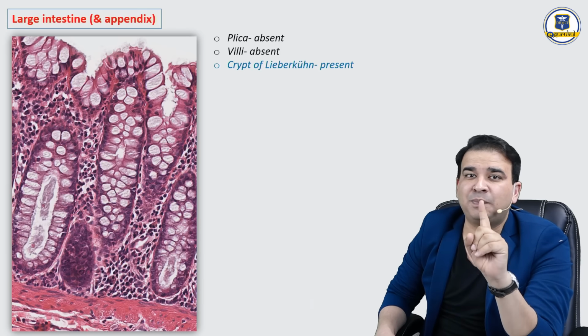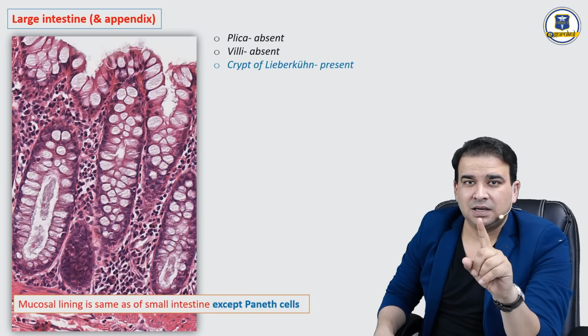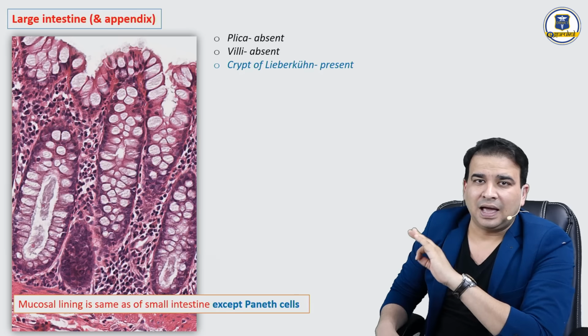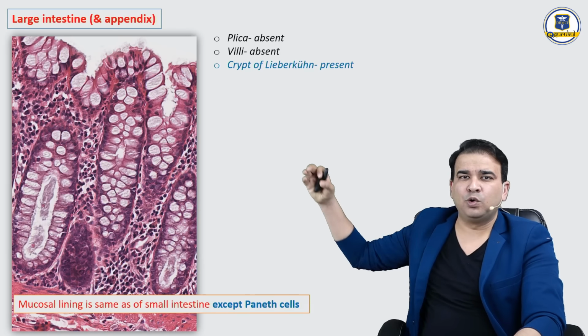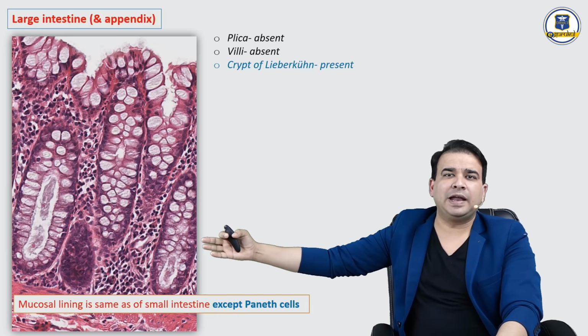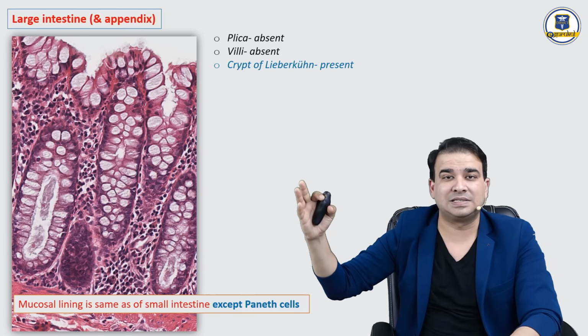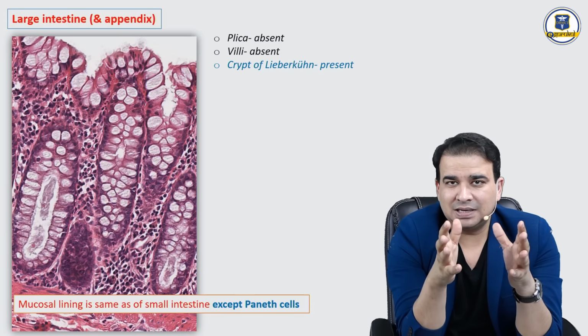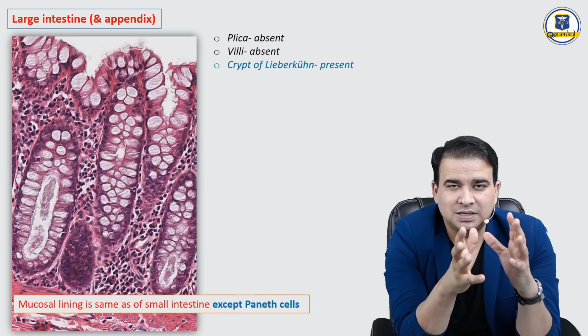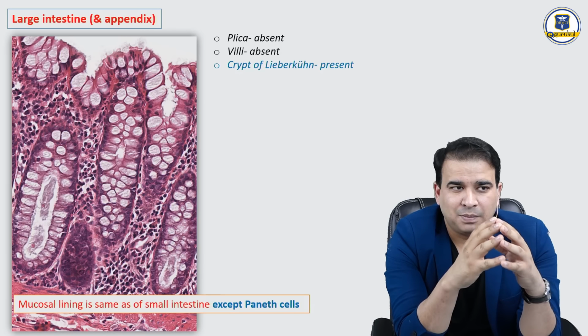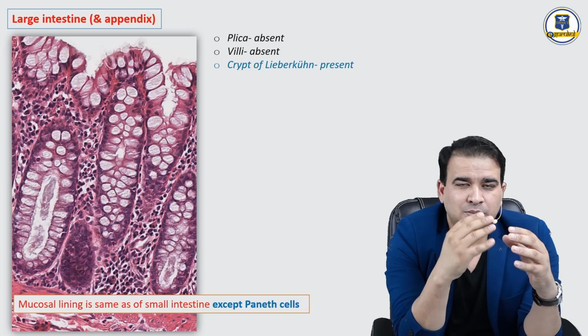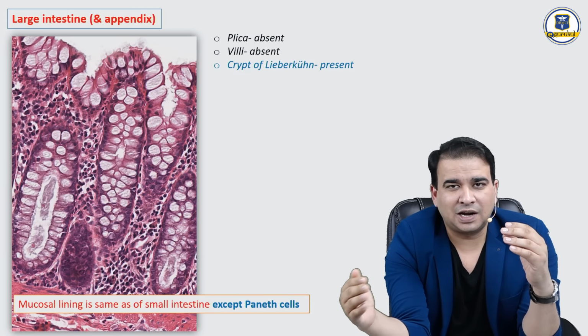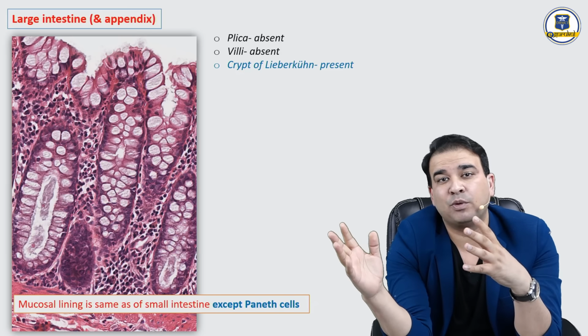Number 1, absence of Paneth cells. The Paneth cells we just discussed, they are not present in case of the large intestine. And the second difference, which is quite notable from this picture only, you can see the enormous increase in the number of goblet cells. We started seeing the goblet cell in the duodenum, but there are few goblet cells in the duodenum. The more you go down from the small to the large intestine, the number of goblet cells will keep on increasing.